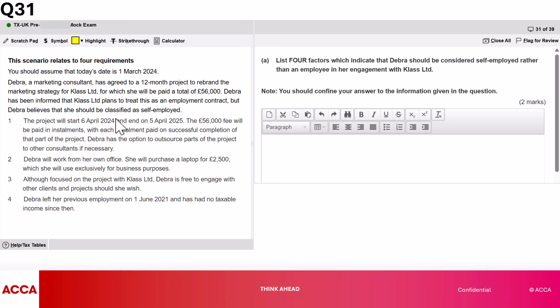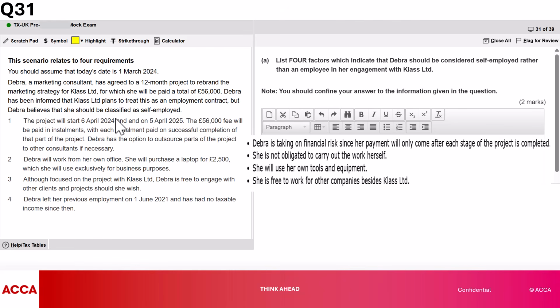So the project will start on 6th of April, end on 5th of April, exactly a year. It will be paid in installments, the fee, which is quite interesting, with each installment paid on successful completion of that part of the project. And Deborah has the option to outsource parts of the project to other consultants if necessary. But Deborah will also work from her own office. She'll purchase a laptop for herself. Although focused on the project, Deborah is free to engage with other clients and projects she should wish. Okay, so she's not bound to them. Deborah left her previous employment and has had no taxable income since then.